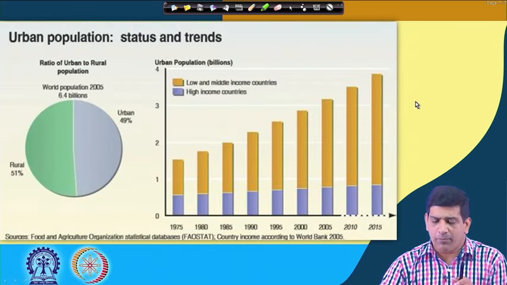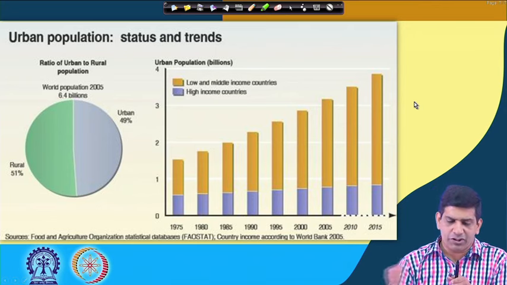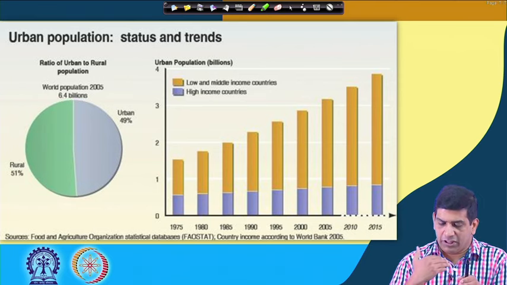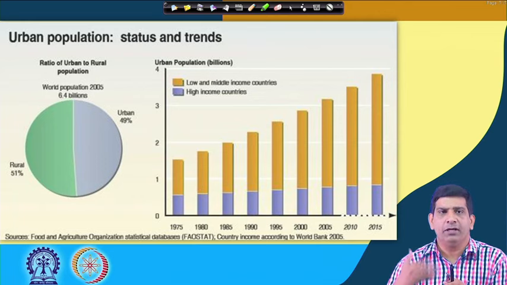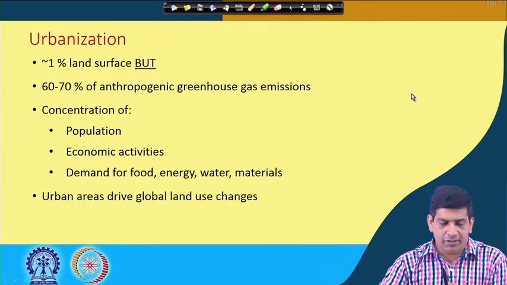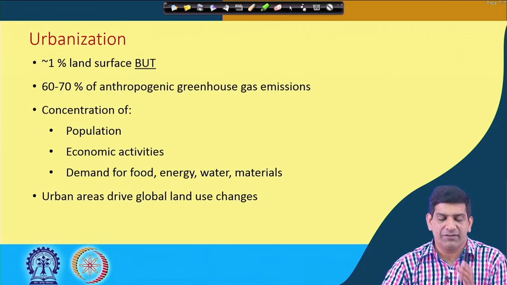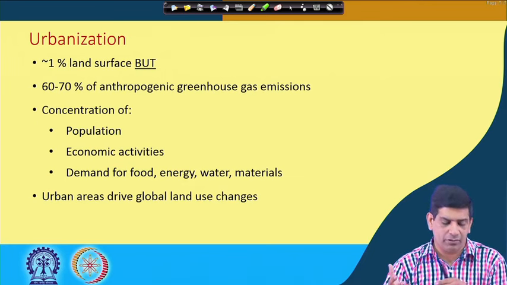And if you look at the urban population, it is also increasing. Here you see that the yellow one shows the low and middle income countries, the bottom one shows the high income countries. The urban population is also going up as we are progressing. Urban used to be 1% of the land surface, now it is slightly higher, but it accounts for 60 to 70% of anthropogenic greenhouse gas emissions. Urban areas create a lot of greenhouse gas emissions, with a huge concentration of population, economic activities, and demand for food, energy, water and materials. So urban areas actually drive global land use changes.